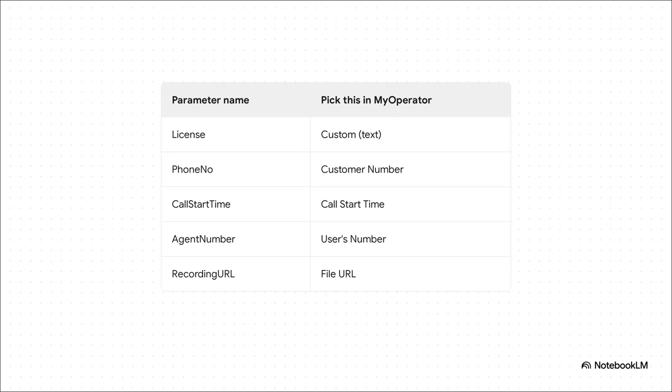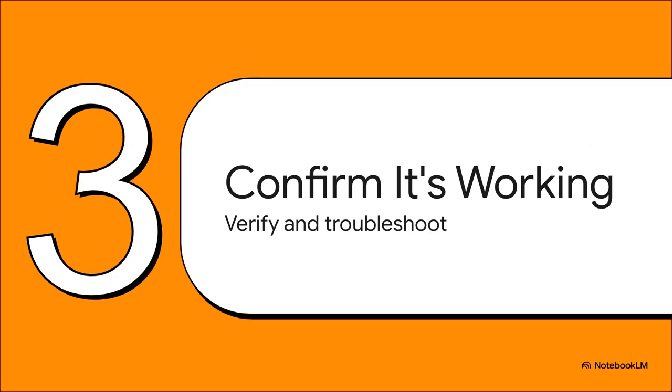For example, you'll map phone_no over to MyOperator's customer number, and you'll map agent_number to the user's number. This just ensures that every piece of data, from the call time all the way to the recording link, lands in the perfect spot in BytePaper every single time. And just like that, we've built the connection. Now for the really fun part, seeing it work. Let's run a final check to confirm that your leads are flowing through automatically, just like we planned.